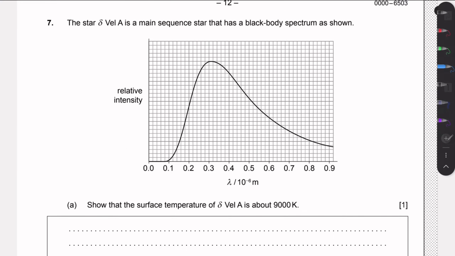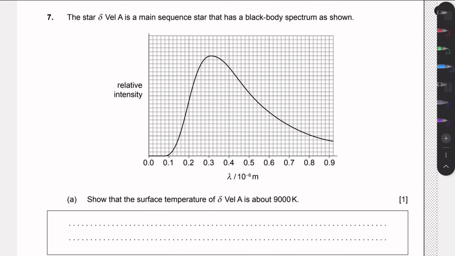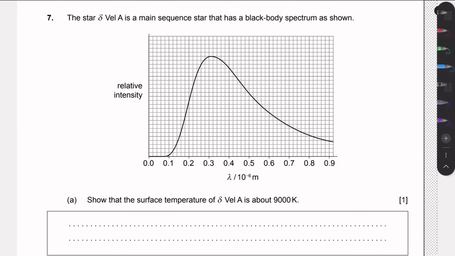So now we are going to look through question 7 in the May 25 specimen paper 2. Here we have a star that has this black body spectrum as shown, and we firstly need to show that the surface temperature of this star is about 9000 Kelvin.